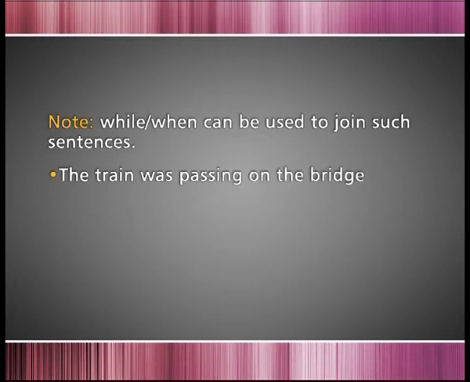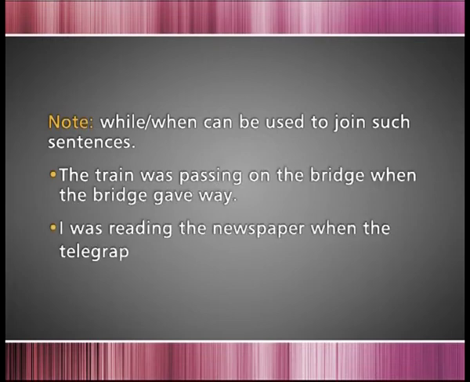In all these sentences, the simple past tense and past continuous tense are used together to suggest that something happened when another action was in progress. Note, while or when can be used to join sentences. The train was passing on the bridge when the bridge gave way. I was reading the newspaper when the telegraph peon knocked at the door.